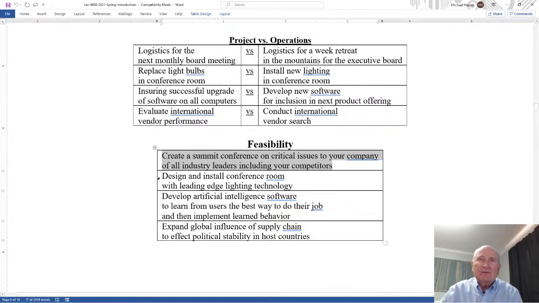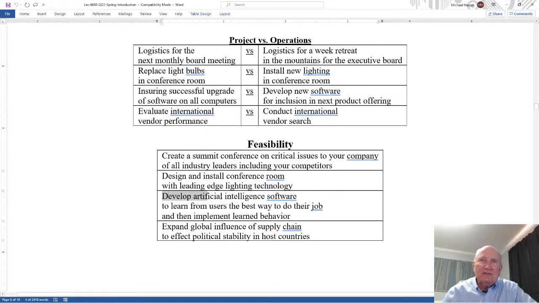Design and install conference room with leading edge lighting technology. Okay, let's do that. And someone says, wait a minute, what leading edge lighting technology? What does that mean? I don't know. Let's do something that's better than what we have. Does it exist? I don't know. Well, are you starting a project that doesn't exist? Okay, this might sound crazy, but in business, people do this all the time, especially top-down projects.